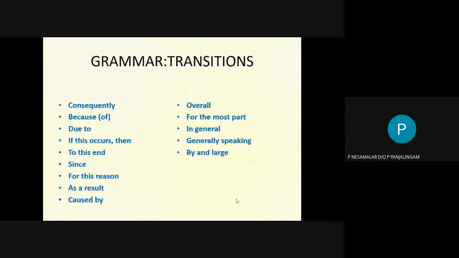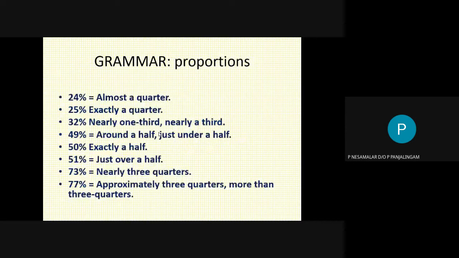Now, transitions help to make your writing flow, sound smoother. These are some examples, but of course, there are many others. Now, these are some helpful phrases when you want to write about proportions. I've not included every possible proportion, but only some common useful ones.